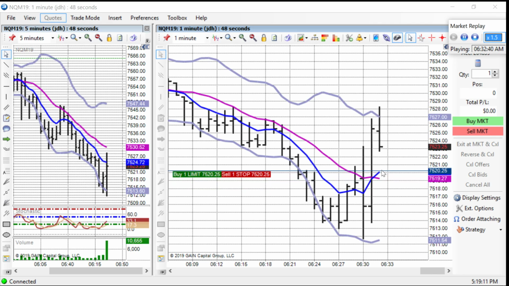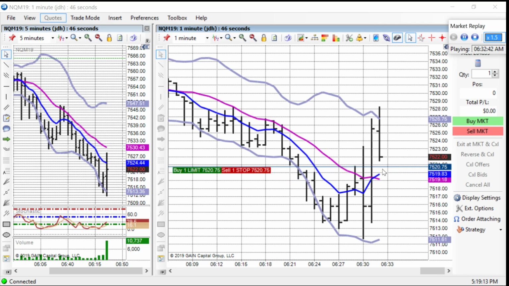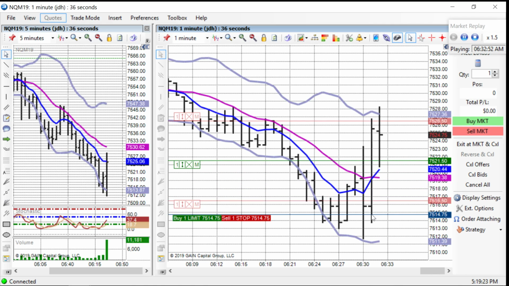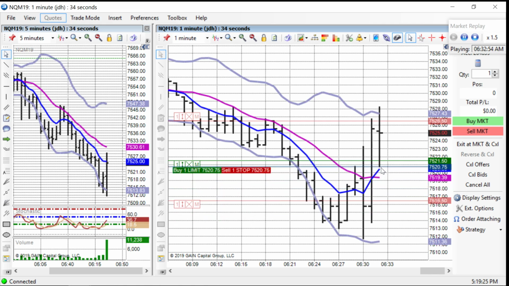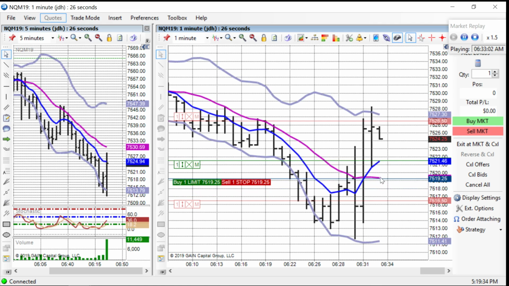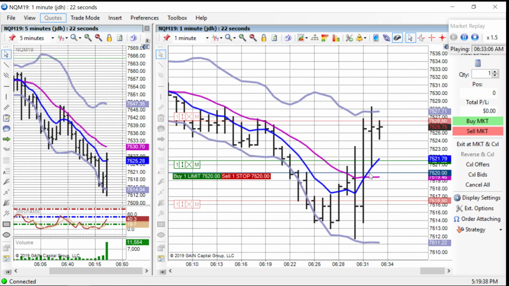Now if we project where the 8 EMA is going to be at the next price bar, I'd say right about here would be a good place to go long on the next price bar opening. See, if you project it up to where it's probably going to be, it's right about there. And so this is one way to enter the market.